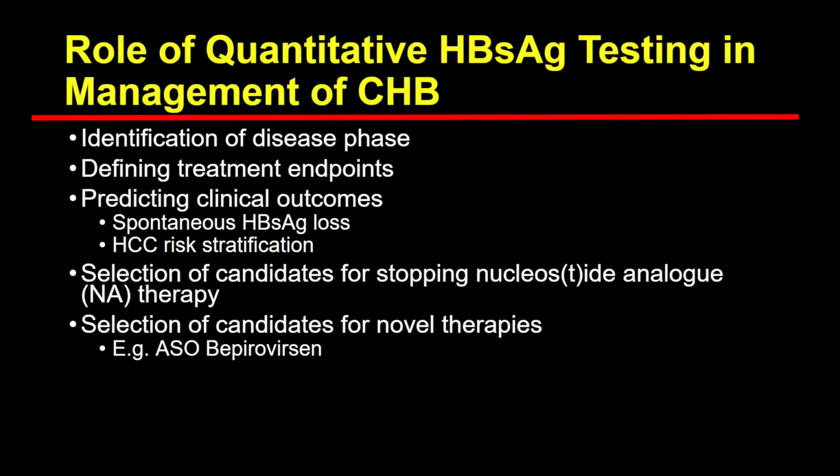So as you've heard from other speakers, quantitative surface antigen testing has an important role to play in the management of chronic hepatitis B, particularly in identification of disease phase, as Dr. Bhuti mentioned, the inactive carrier phase, as well as the immune tolerant phase. It's important also for defining treatment endpoints, as Dr. Bhuti also mentioned, and in predicting clinical outcomes, particularly spontaneous surface antigen loss and HCC risk stratification. It's also valuable in the selection of candidates for stopping nucleoside analog therapy and for the selection of candidates for novel therapy, as you've heard. Next slide, please.